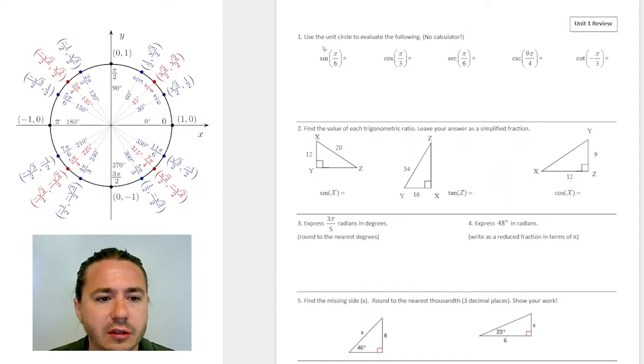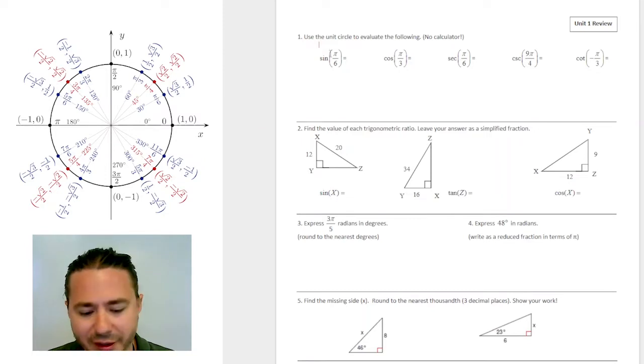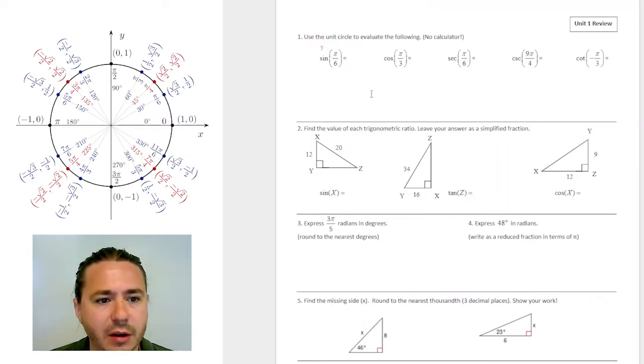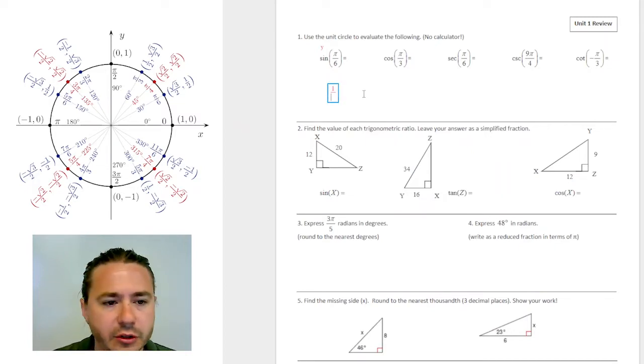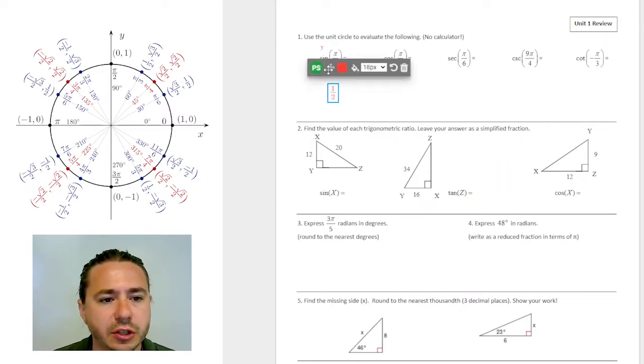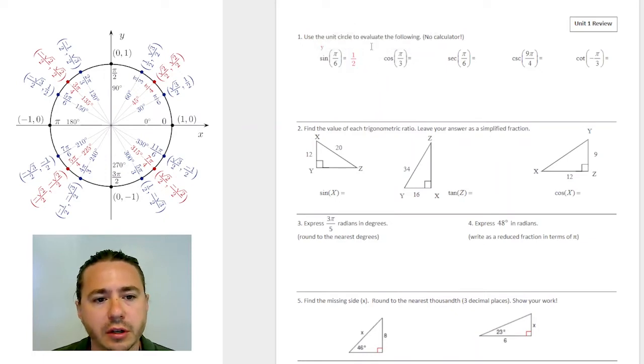I'm going to make a little note here, just make a little note that's talking about the y. So at pi over 6, I'm looking over at my unit circle and I see the y value is 1/2. So sine of pi over 6 should be 1/2. And that's all there is to it. You just got to make sure you know which ratio is which and know where to look.